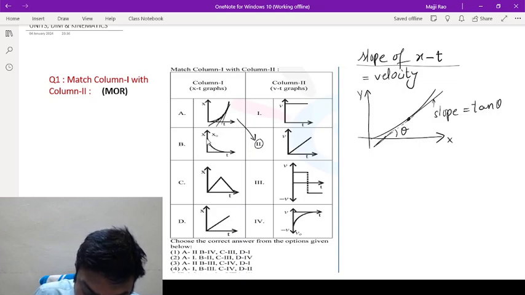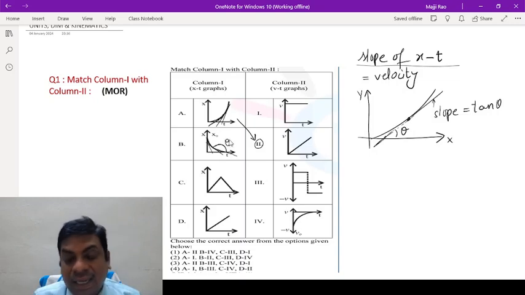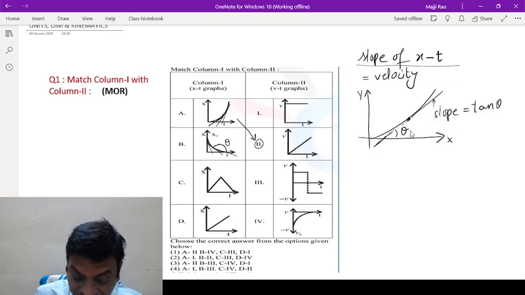Then for B, you can see the slope is negative. How do we know slope is negative? Because theta is obtuse angle here, you can see, and tan theta of an obtuse angle is negative. So here slope is negative. So velocity is negative. Throughout the motion, velocity is negative. So perhaps this is the only option in which velocity is negative throughout the motion. So B should be matched with fourth.